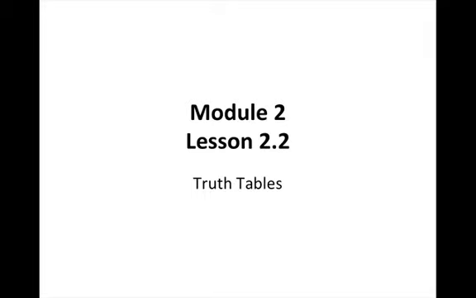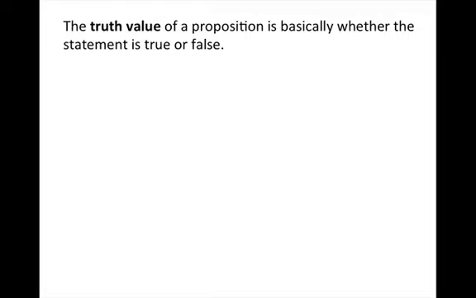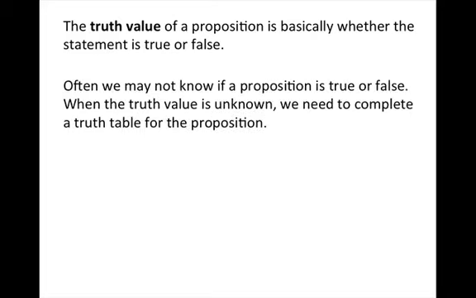Lesson 2.2 introduces truth tables. The truth value of a proposition is basically whether the statement is true or false. Often we may not know if a proposition is true or false. When the truth value is unknown, we've got to complete a truth table for the proposition.